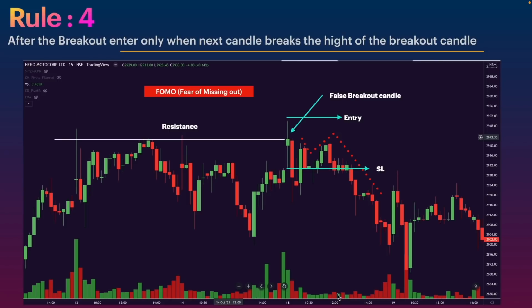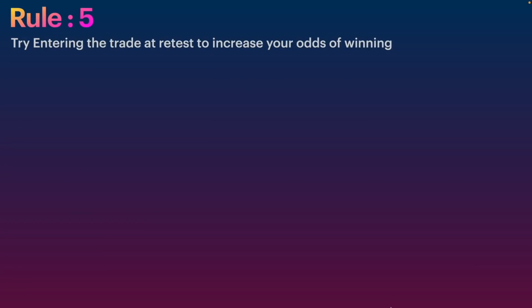So this fourth rule is very important. You have to wait until the breakout candle closes. Only then you need to enter the trade. Now let us see rule number 5. Now last and final rule, rule number 5. This rule says try entering the trade at retest to increase your odds of winning. Now let us understand what I mean by this.